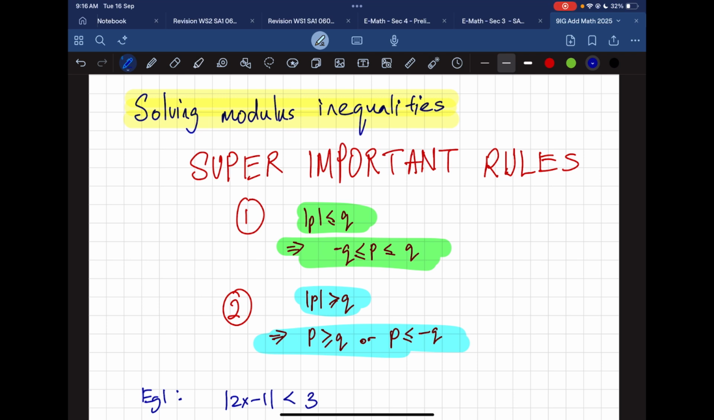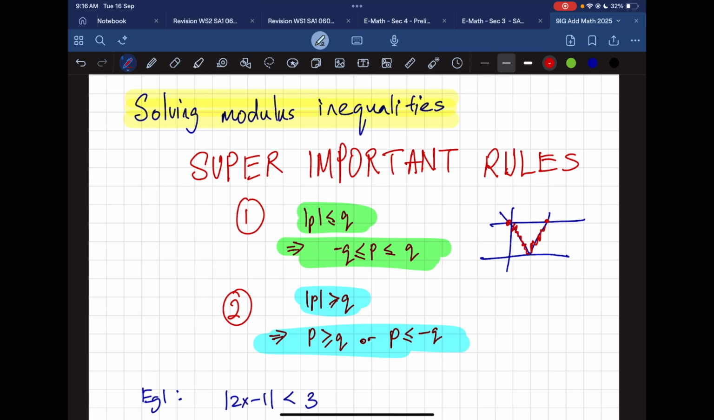All right, so rule number one, if the modulus of P is less than or equal to Q, then what we'll say is that P must be between minus Q and Q. So this is a less than situation. Now, how does it look graphically? It looks something like that. If we have a modulus graph, and Q is a line right here, when we say less than Q, we are actually looking at the answers here. That's why it's between these two particular points.